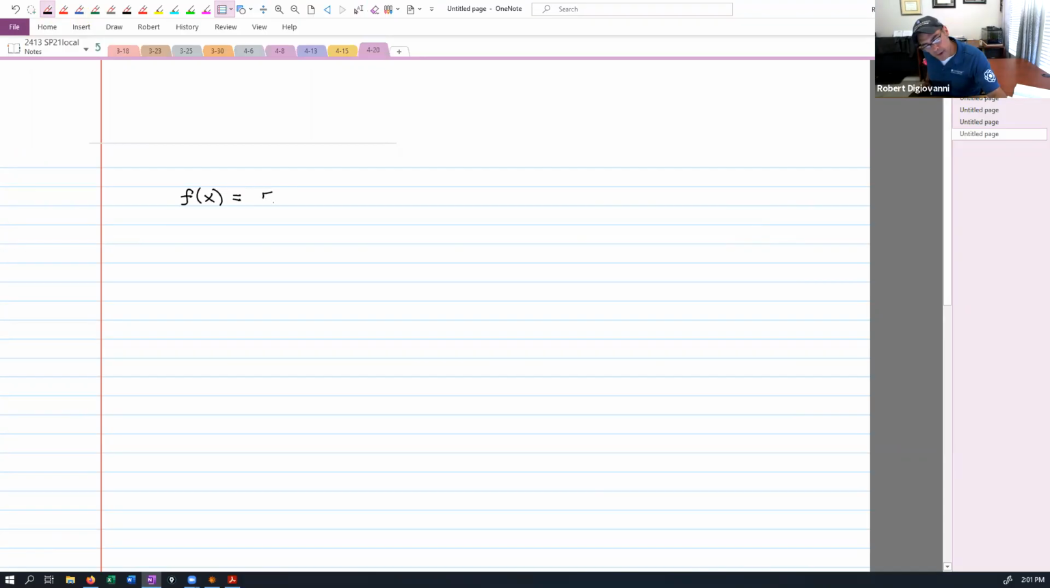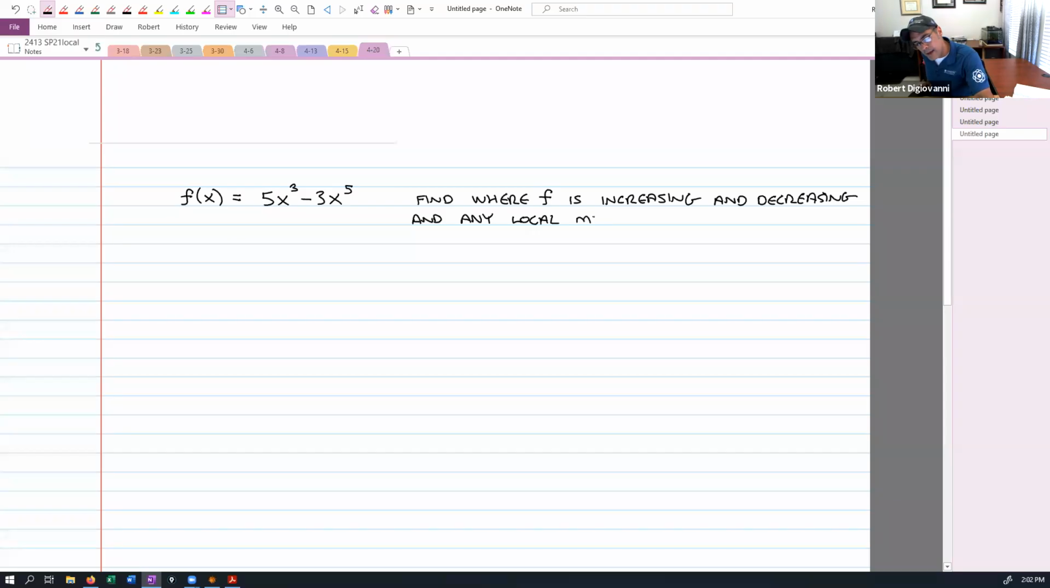Let's go with f(x) = 5x cubed minus 3x to the 5th. I want you to find where f is increasing and decreasing and any local max or mins.